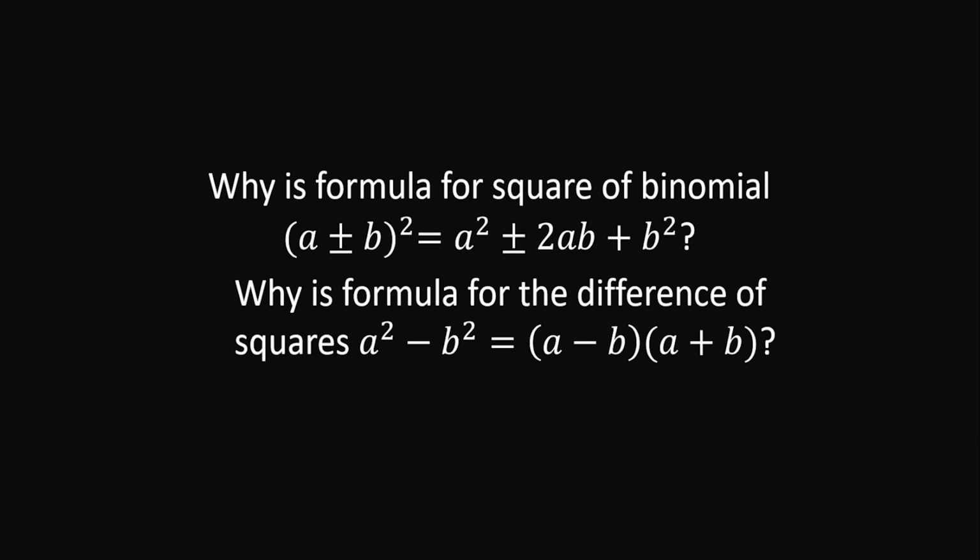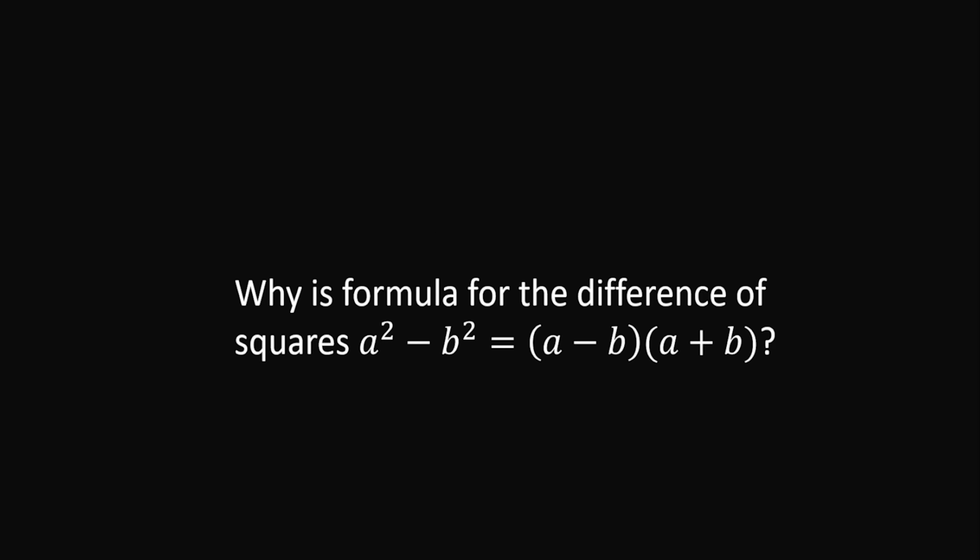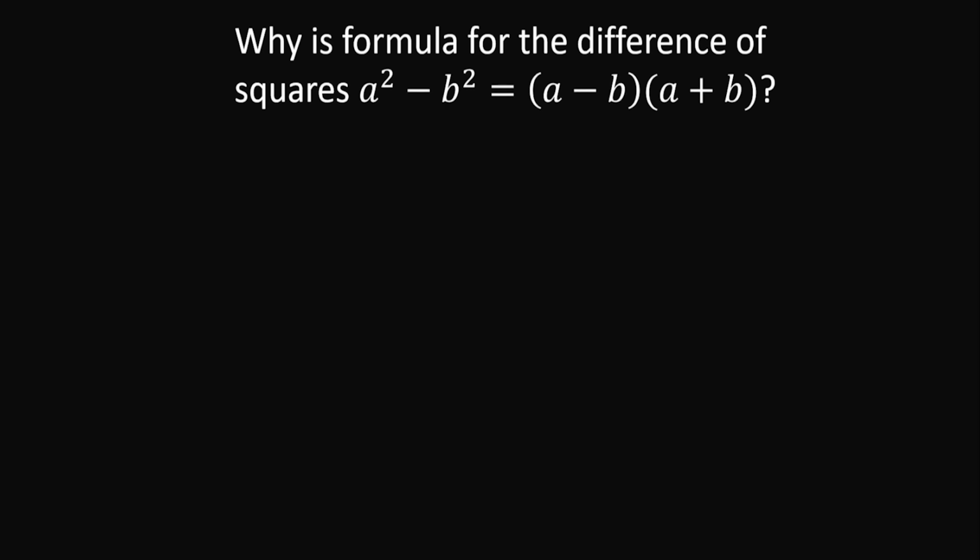Now, let's try to do this for the formula for the difference of squares. Let's try to prove this formula. We can just follow the same logic as before. So first, let's try to do this with algebra. So let's start with a squared minus b squared, that is equal to a minus b times a plus b.